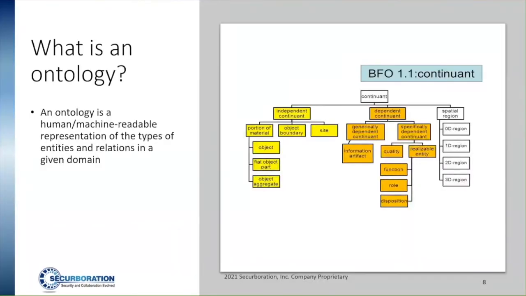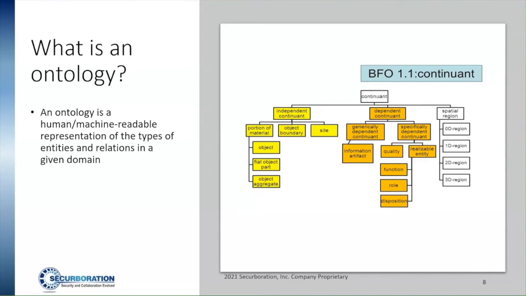Okay, so here, we need to give ourselves a working definition of what an ontology is. The purpose of this presentation is not to define in great detail what an ontology is. That will be the next presentation. But since we were mentioning the word, we probably want to at least characterize what it is. A rough definition here might be something like: an ontology is a human/machine readable representation of the types of entities and relations in a given domain.